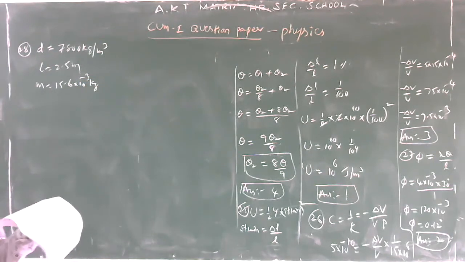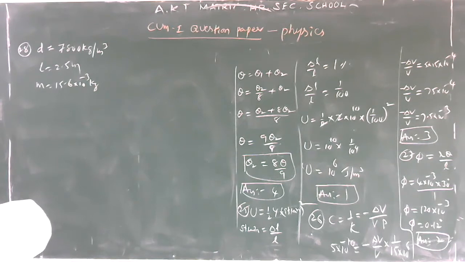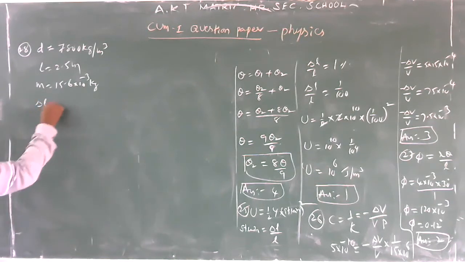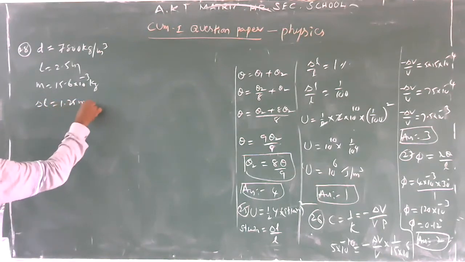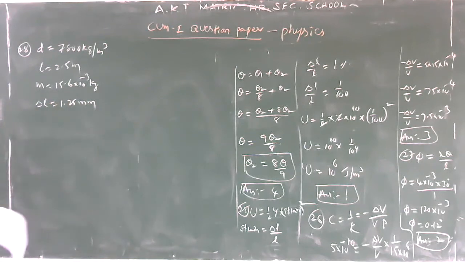It extends by 1.25 millimeter. That is the change in length given. So the change in length delta L is equal to 1.25 millimeter, when loaded by 8 kg. Calculate the Young's modulus of elasticity for steel.